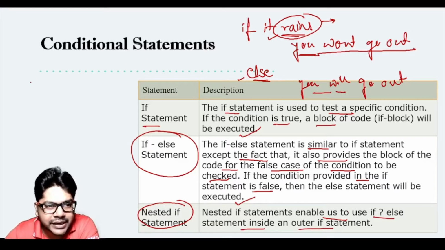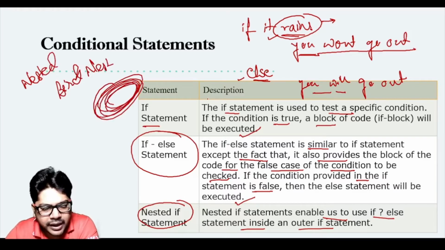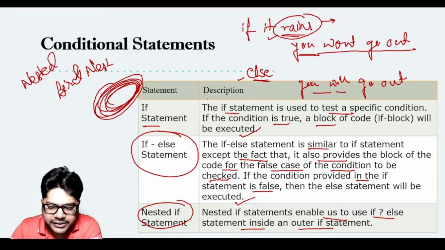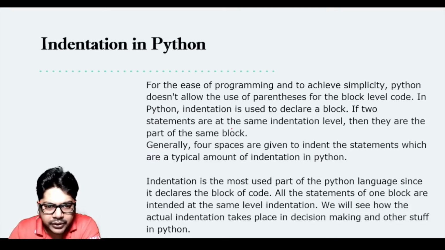So whenever this word nested comes, you should always think of a bird nest, right? In a bird nest, things are inside one another. So one thing inside another is called nested. So in Python programming, the if statement is used to test the condition, and there are various types of if statement in Python. One is if, then we have if else, then we have nested if, and then we have the if-elif ladder.